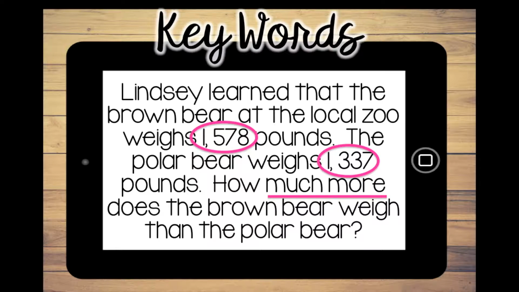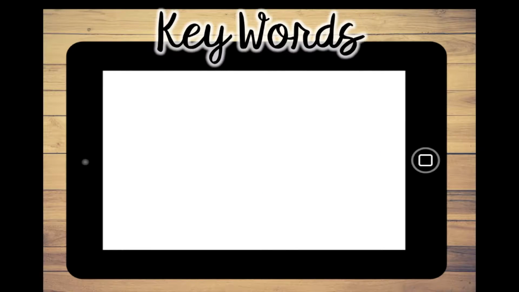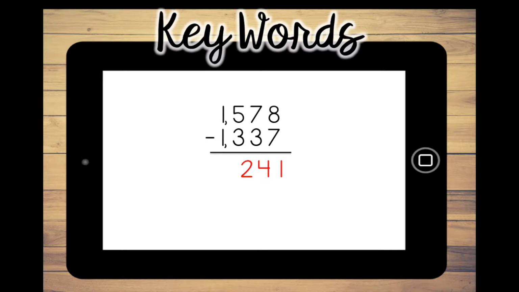If you said how much more, you're correct. How much more is going to tell us to subtract. Pause the video and subtract, and then resume the video to check your answer. Okay, let's check your answer. We're going to be subtracting 1,578 minus 1,337. We always start in the ones place. 8 take away 7 is 1. 7 take away 3 is 4. 5 take away 3 is 2. 1 take away 1 is 0. If you got 241 pounds, you're correct.